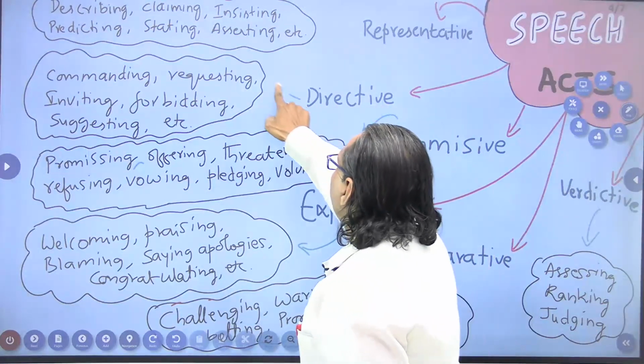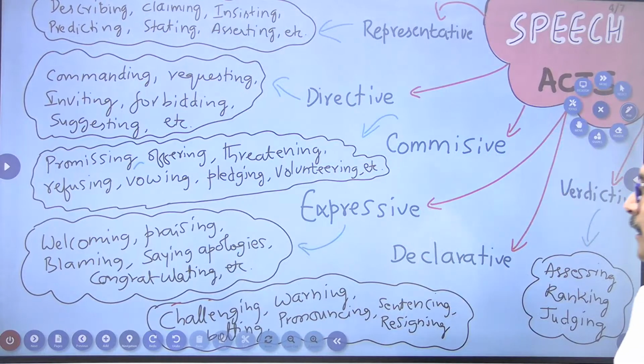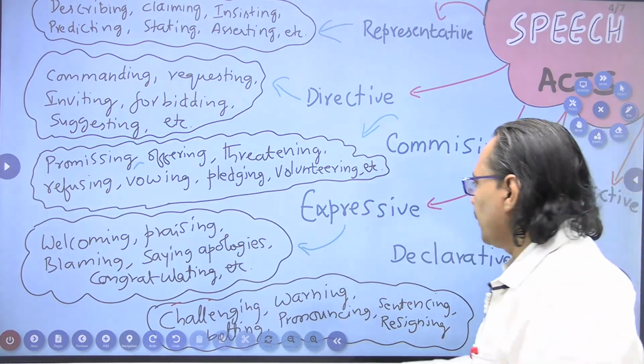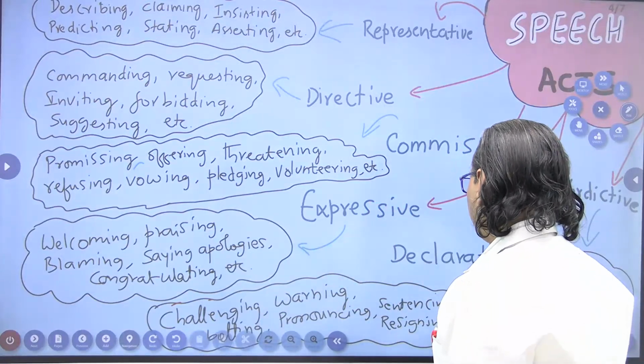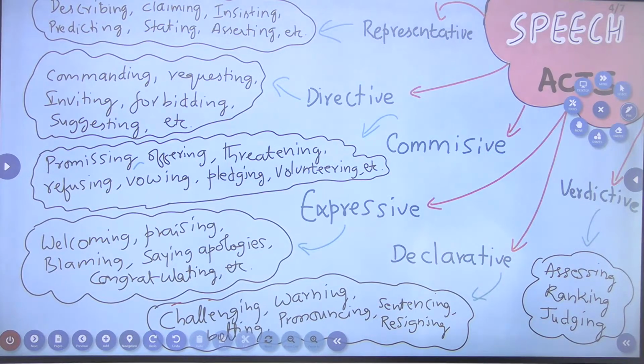So expressions you have include praising, welcoming, blaming, apologizing, congratulating, and something like that. All these things come under the expressive part. Then you have declarative. When it is declarative, it means challenging. You warn somebody, you bet, sometimes you pronounce, you sentence, you resign, all these things. So these are all declarative.